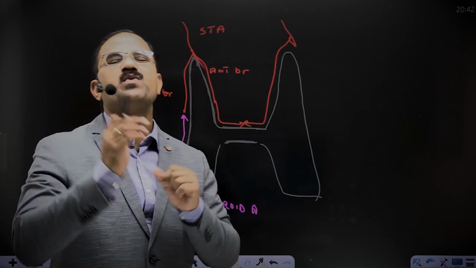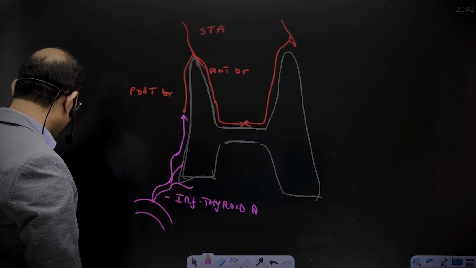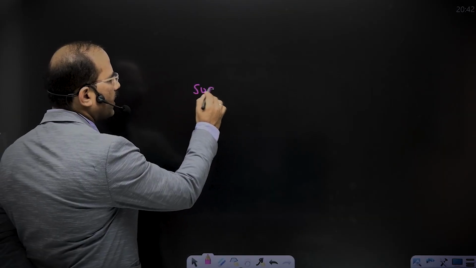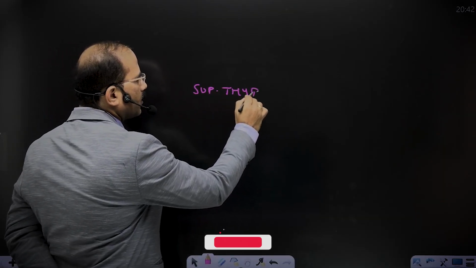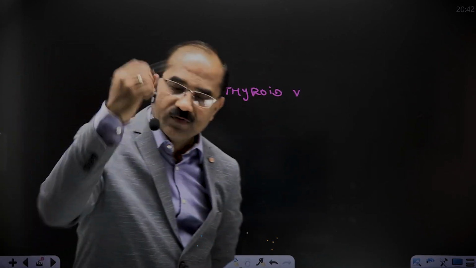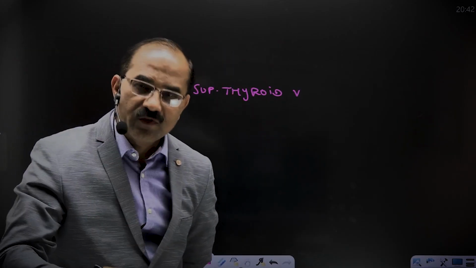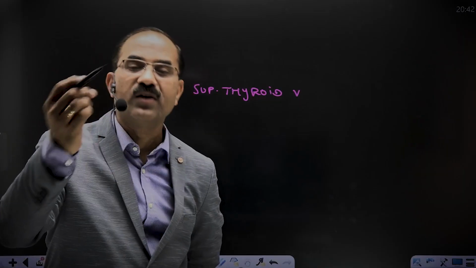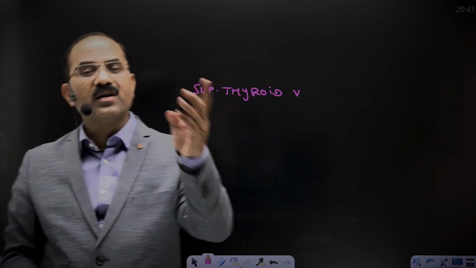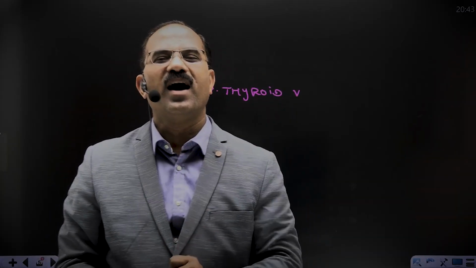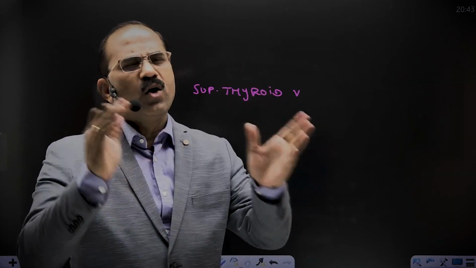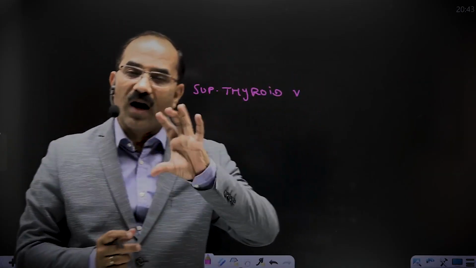Which are the veins draining the thyroid gland? The veins draining the thyroid gland are three in number. I'll just make this for you. The superior thyroid vein. Okay, just one moment. The arteries supplying, one is superior thyroid artery, which is a branch of external carotid. Inferior thyroid artery, which is a branch of thyrocervical trunk, a branch of subclavian artery. Sometimes we have got a third artery, thyroid ima artery, which is a branch of arch of aorta. So may or may not be there. Okay, so this is the arterial supply.